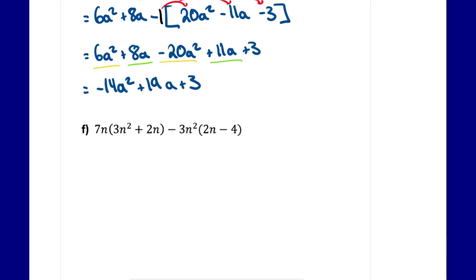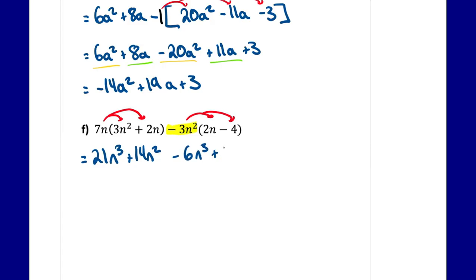For f, again, same idea. I'm going to distribute the 7n through the first bracket, and for the second bracket, I'm going to multiply the whole thing of negative 3n squared into the second bracket. By multiplying the negative through, it saves me from having to multiply it through later. So this becomes 21n cubed plus 14n squared minus 6n cubed plus 12n squared.